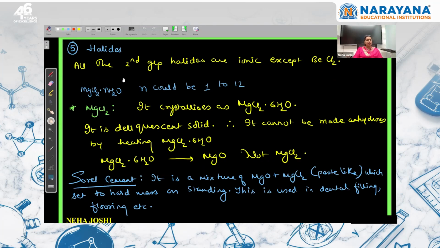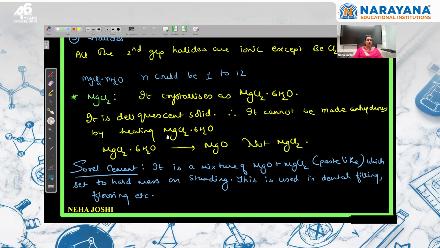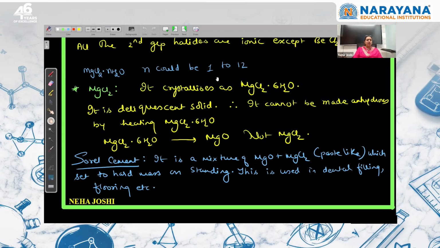Halides. Same for the second group: BeCl2 done, MgCl2 I have already told you. It exists always in hydrated form. If you want to dehydrate it by heating, you will not get anhydrous MgCl2, you will get MgO. Such a strong affinity towards water or oxygen, but not to chlorine.